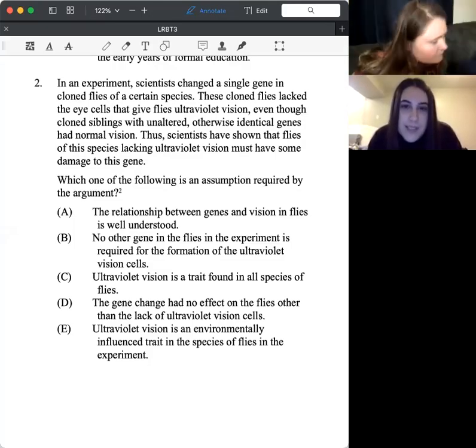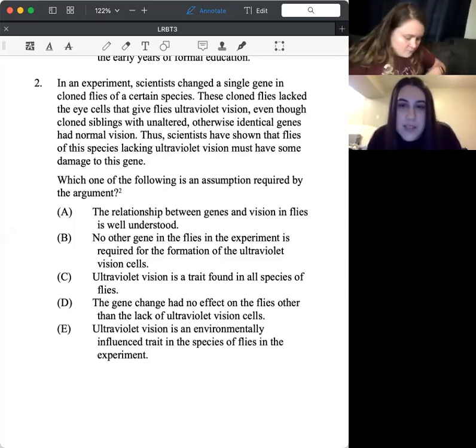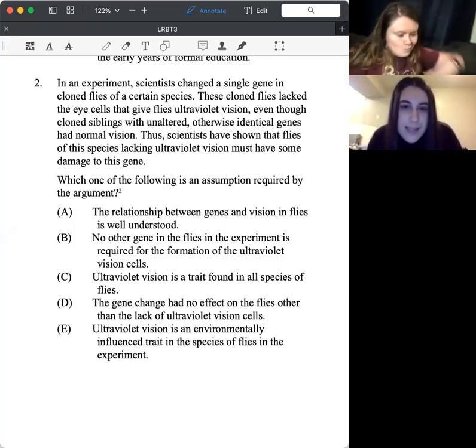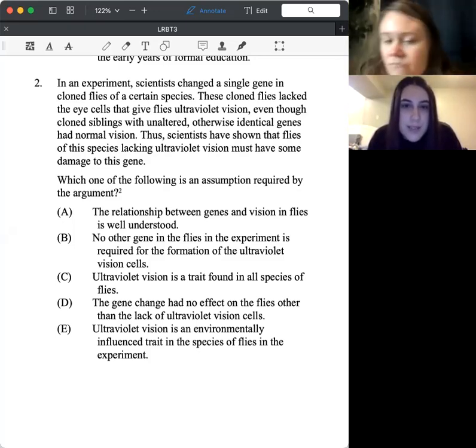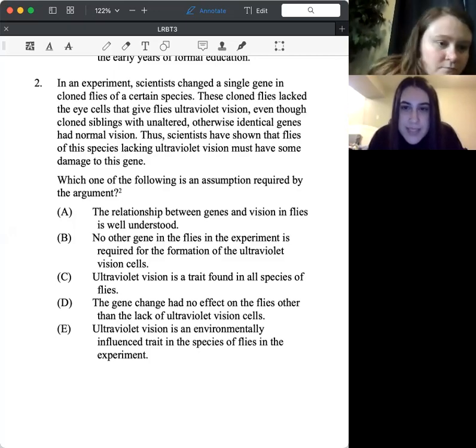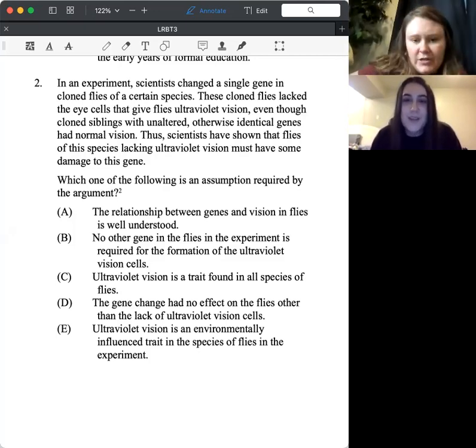In an experiment, scientists changed a single gene in cloned flies of a certain species. These cloned flies lacked the eye cells that give flies ultraviolet vision, even though cloned siblings with unaltered, otherwise identical genes had normal vision. Thus, scientists have shown that flies of this species lacking ultraviolet vision must have some damage to this gene. All right, so what is our conclusion here?